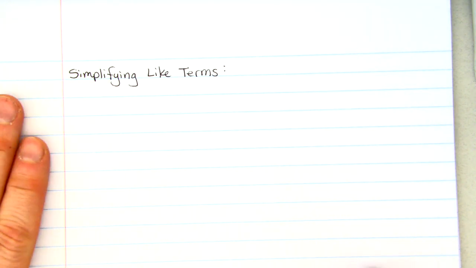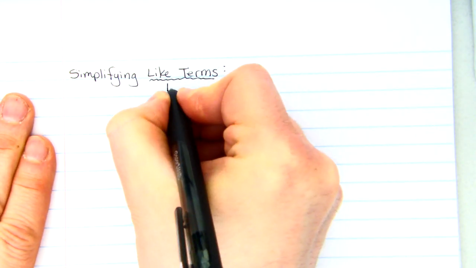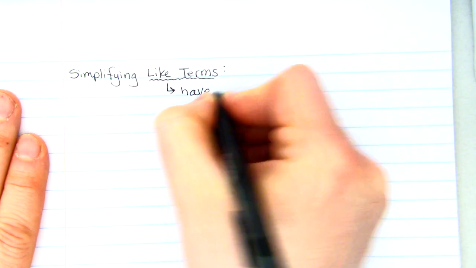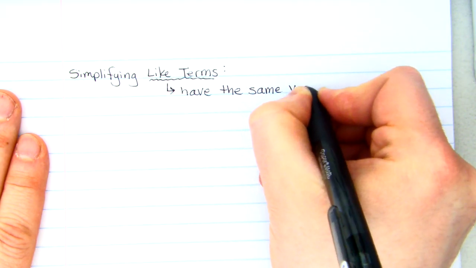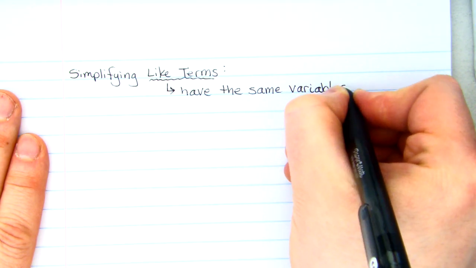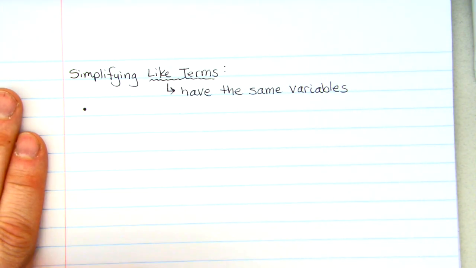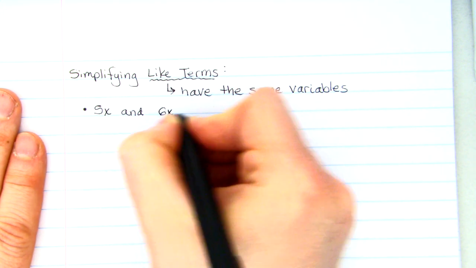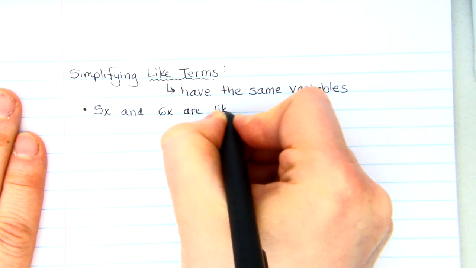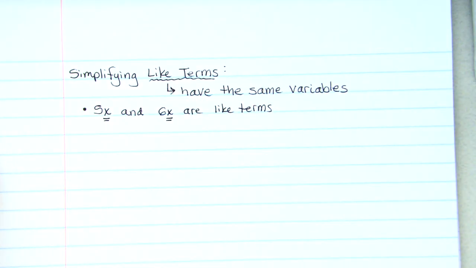Okay, so we're going to talk about simplifying like terms. Things are considered like terms if they have the same variables. So 5x and 6x are like terms, even though there are different numbers with them. We can think of this as 5 apples and 6 apples. You can put those all together.